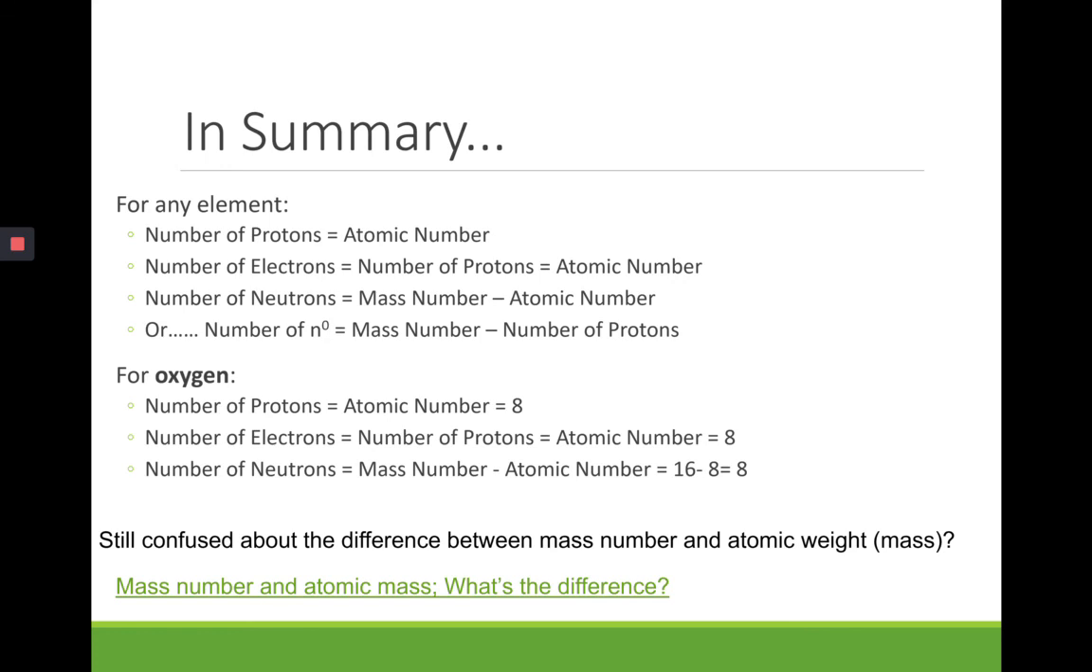So if you're still confused about the difference between mass number and atomic weight that we just got done talking about, that thing that was the average of how abundant an isotope was in nature, please first go review what an isotope is, which are just variations of atoms with different numbers of neutrons, and then look at the mass number and atomic weight information.